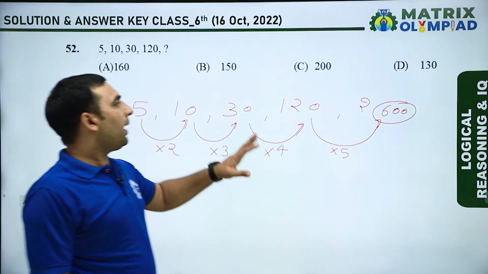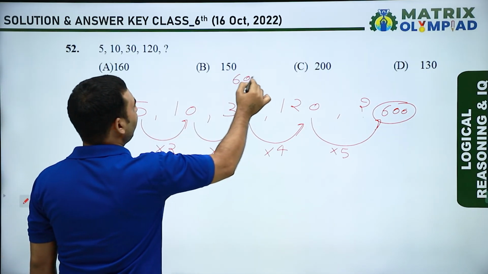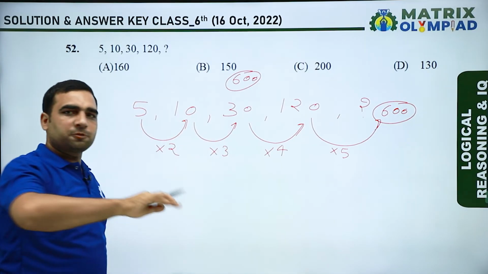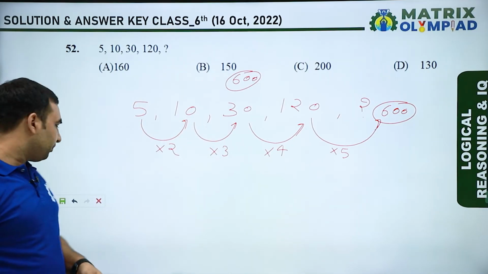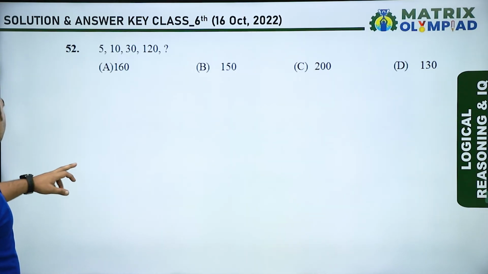But we don't have any option as 600, though our answer is 600. So this question is a bonus for every student because the options are wrong. Let's discuss the next question.